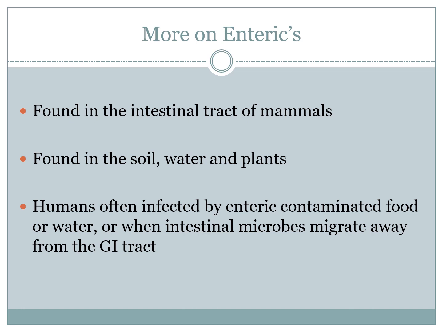They are found in the intestinal tract of mammals and humans. They also can be found in the soil, water, and plants, so they actually are found in the environment that we live in. Humans can be infected by enteric contaminated food or water, and when the intestinal microbes migrate away from the gastrointestinal tract, these pathogens are virulent because they produce toxins, they can be very antibiotic resistant, and they tend to cling to our tissues and colonize us.